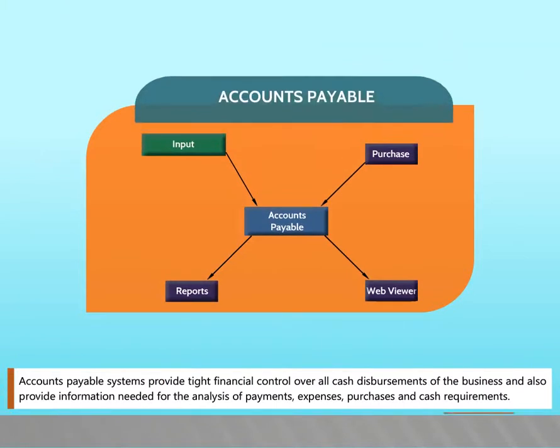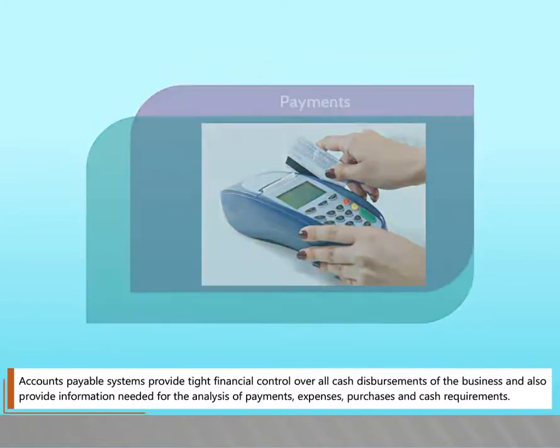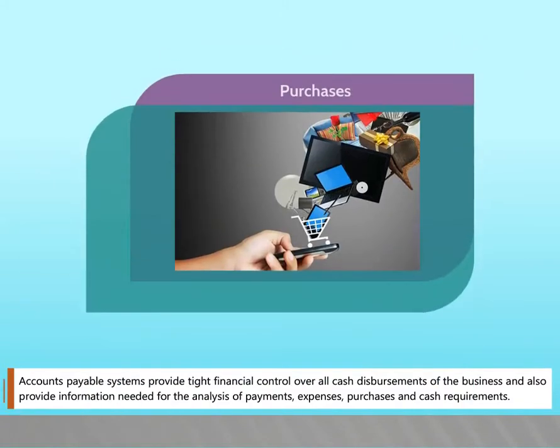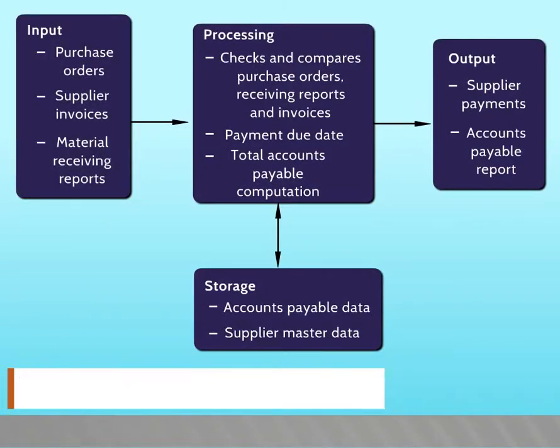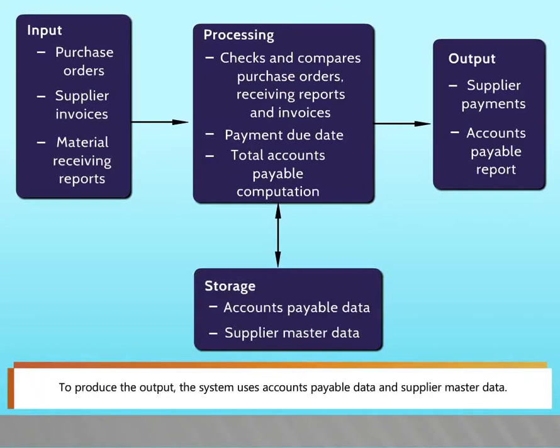Accounts payable systems provide tight financial control over all cash disbursements of the business and also provide information needed for the analysis of payments, expenses, purchases, and cash requirements. The inputs to the accounts payable system are purchase orders issued to suppliers, supplier invoices, and material receiving reports. To produce the output, the system uses accounts payable data and supplier master data.